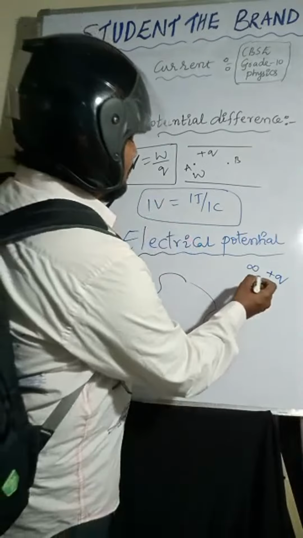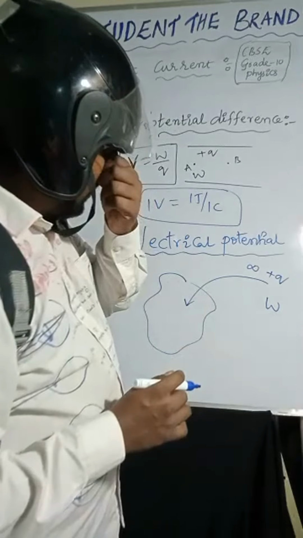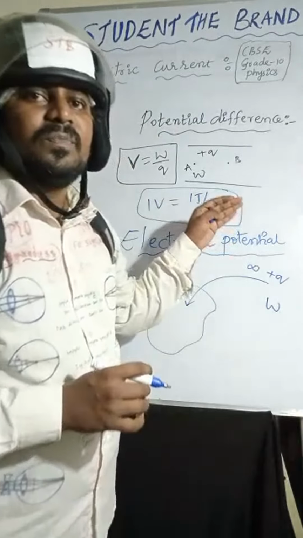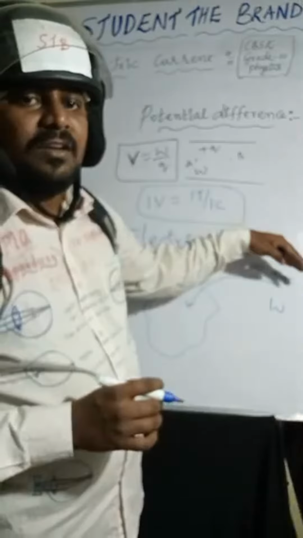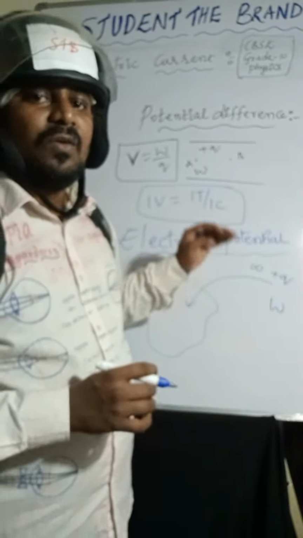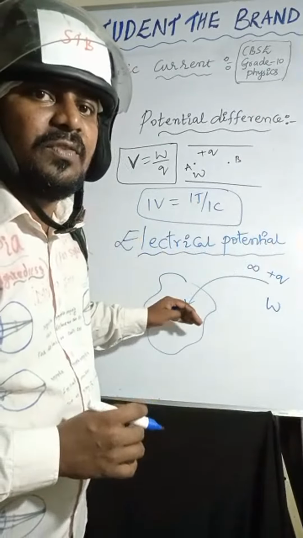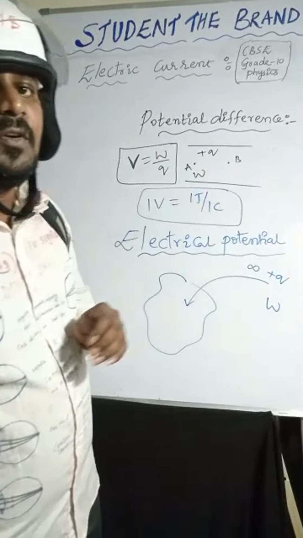So we are doing some work to bring unit positive charge from infinity to the required field. The work done to bring unit positive charge from infinity to the required field is called electrical potential.